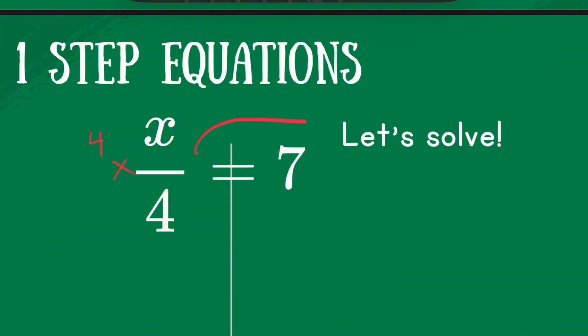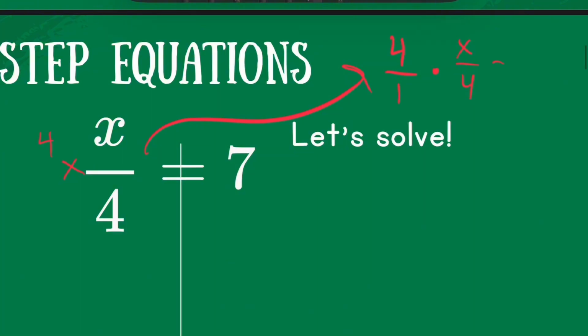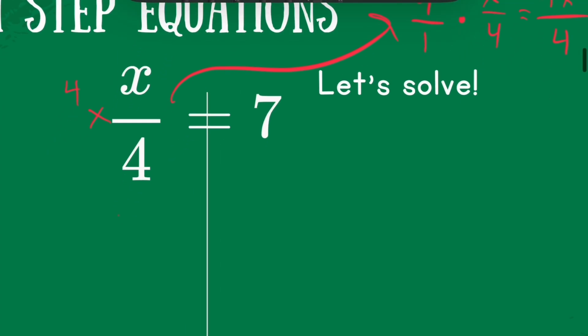And remember, how do we multiply fractions? I do 4 over 1 times x over 4. This times might be a little confusing, so let's just put a dot. And I multiply straight across. 4 times x, I could write that as just 4x. When they're next to each other, they're multiplying. And 1 times 4 is just 4. So when I multiply them, I get 4x over 4.